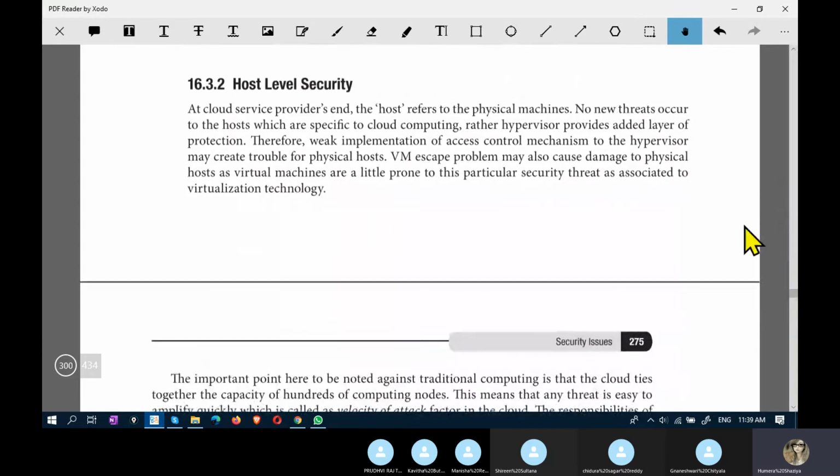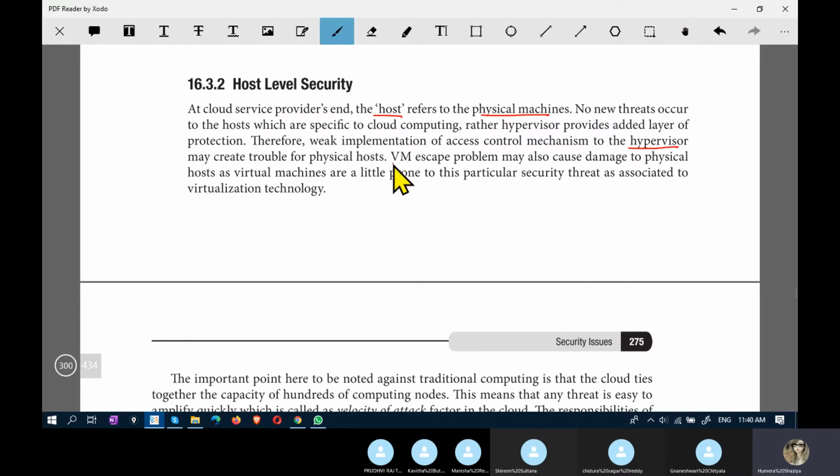Host level security. Host level security is the security of physical machines, because host refers to physical machines, and you have to protect the physical machine. It is done through a hypervisor. There is a hypervisor, a layer of virtual machine monitor. This hypervisor will ensure that no user bypasses it and gains access to the actual device.